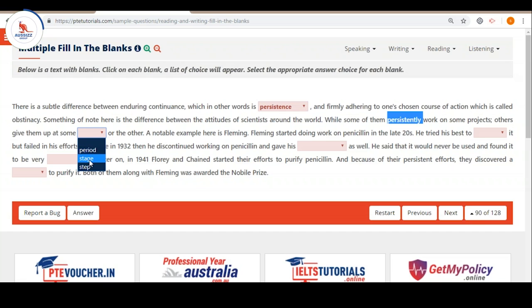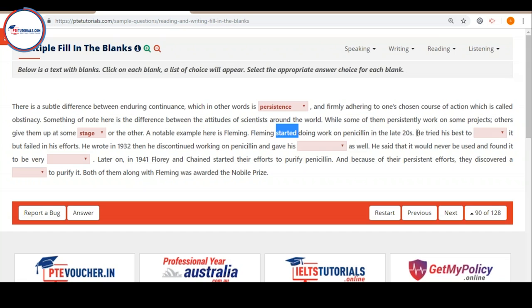This is one person. Fleming started doing work on penicillin in the late 20s. He tried his best to, because he is there, it means he is a person, definitely. He tried his best to dash it, to isolate it, to stabilize. I can think with penicillin, I can use the word stabilize. To purify it, but failed in his. Something was going on and he failed in that experiment.